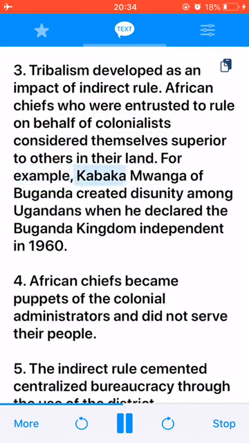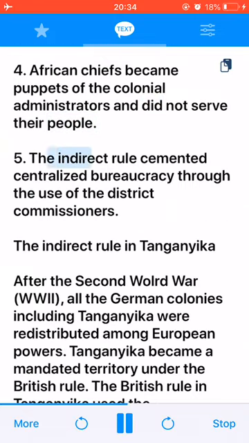For example, Kabaka Mwanga of Buganda created disunity among Ugandans when he declared the Buganda Kingdom independent in 1960. 4. African chiefs became puppets of the colonial administrators and did not serve their people. 5. The indirect rule cemented centralized bureaucracy through the use of the district commissioners.